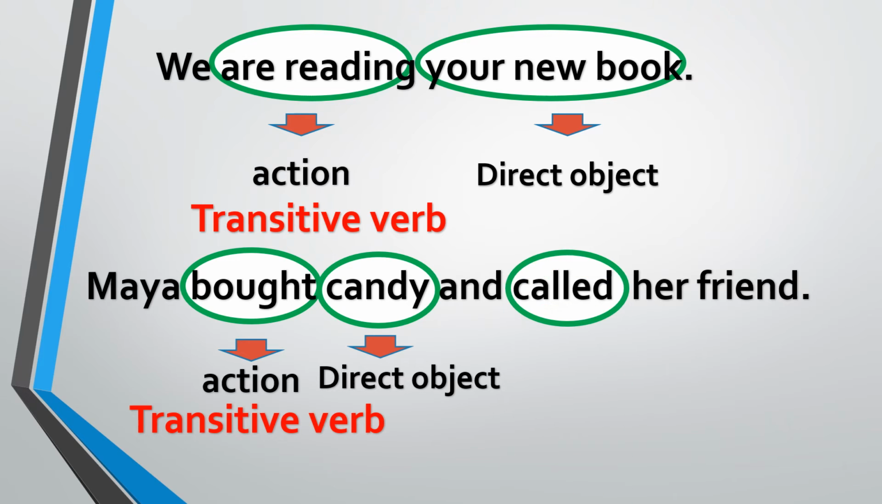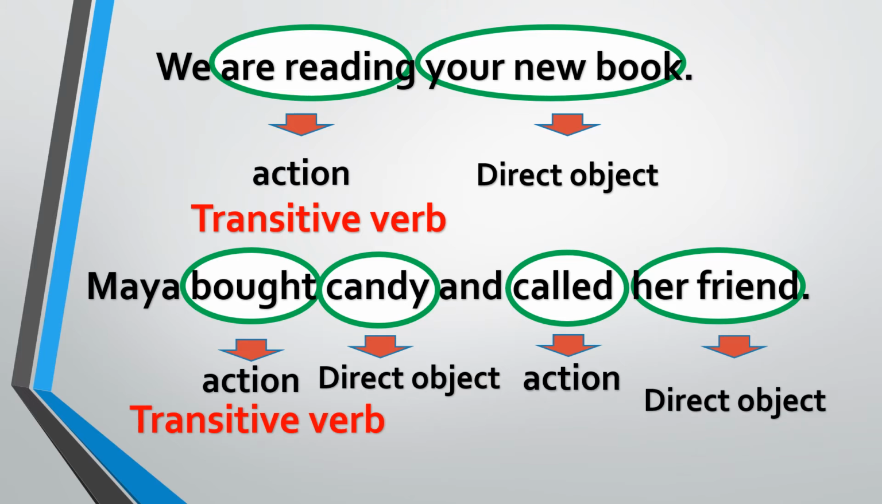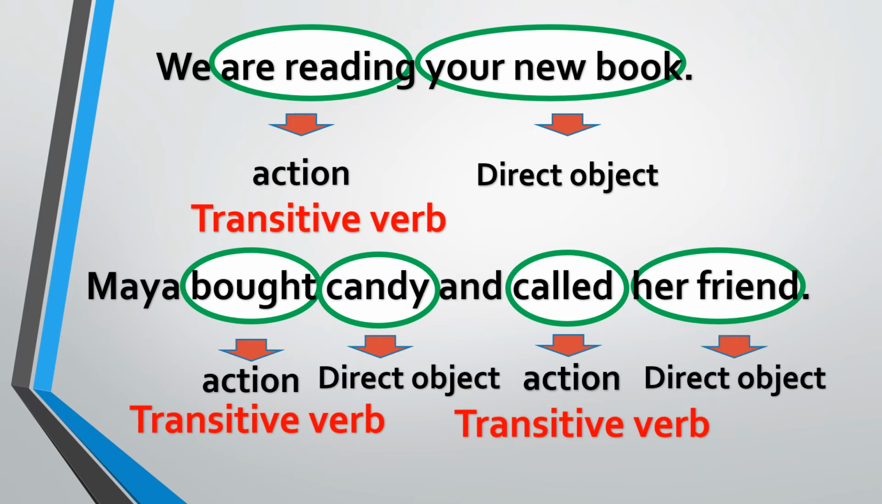And called her friend. Called here is an action also. And her friend here is the direct object. So called here is a transitive verb because it's an action verb and at the same time it has a direct object.